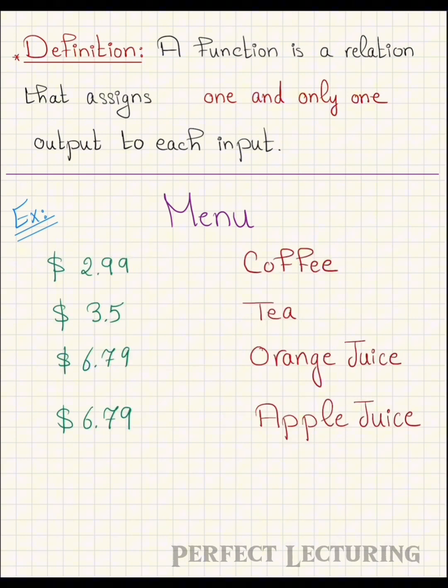However, if we think of this example in the other way, which means if we think of the prices as the input values and the types of the drinks as the output values, this is not a function, because if I'm given a price, this could be the same price for two different items. So that's the price of the coffee, that is the price of the tea, and as you can see, the same value is the price for both the orange juice and the apple juice. Therefore, this relation is not a function.